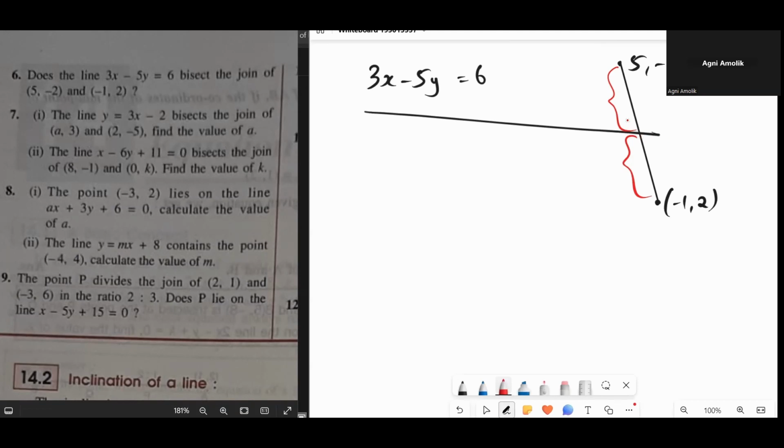Before trying to solve it, we should understand the question. What's the question? Does this line bisect this line, basically? Clear? Okay. Read the question again. Does the line 3x minus 5y is equal to 6 bisect the join of these two points? Okay, now how do we check this out? This line can cut here, it can cut here, but does it cut right in the middle is the question. So for that, we need to know this point.